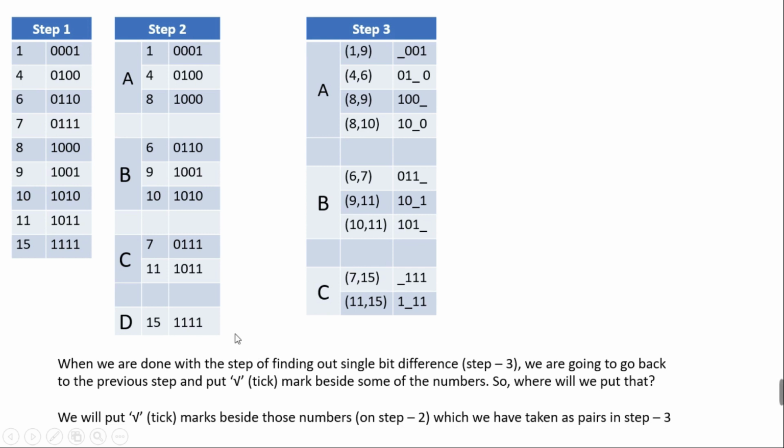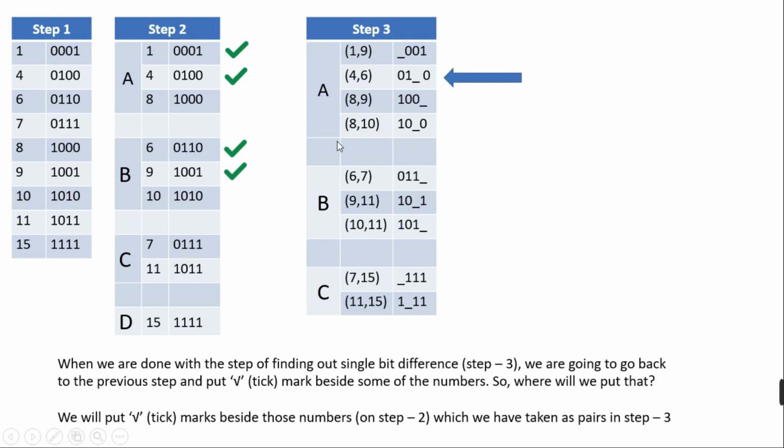So what does it actually mean? That means you can see that in step 3 the first pair was 1 and 9. So we're going to go back to step 2 and we're going to put tick marks on 1 and 9. Alright. So next the pair is 4 and 6. So we're going to put tick marks on 4 and 6, just like that. Okay, so we're gonna do the same thing for all of those pairs.